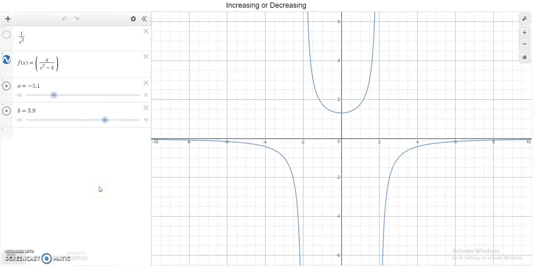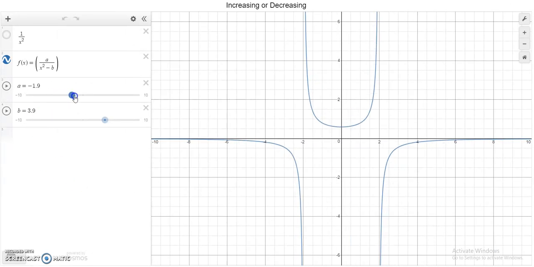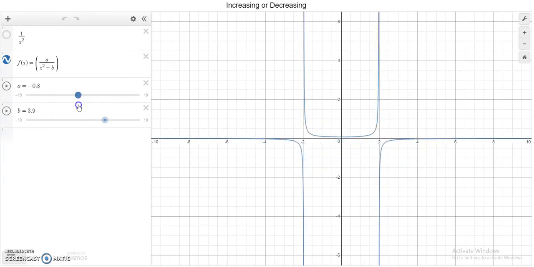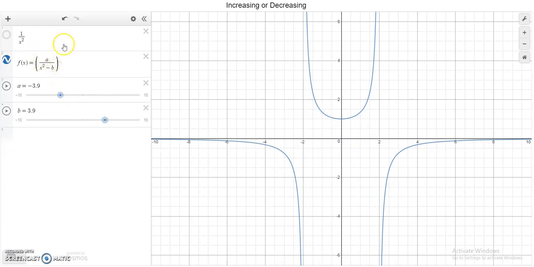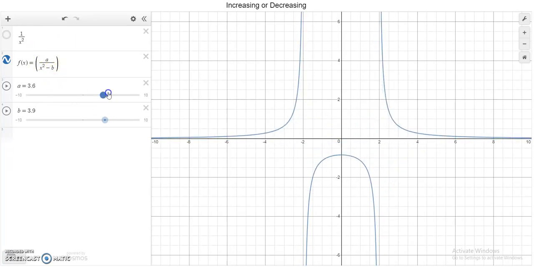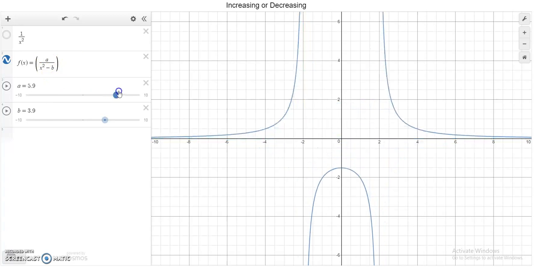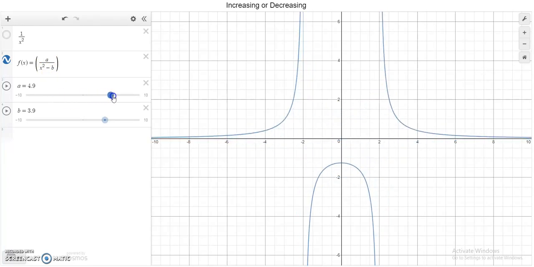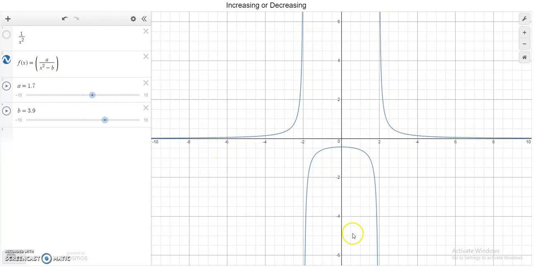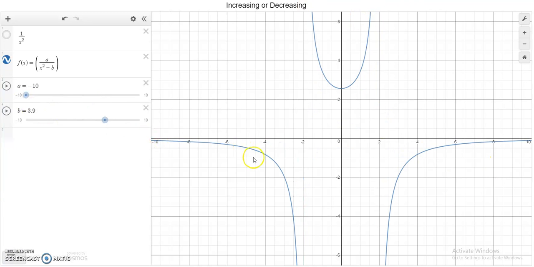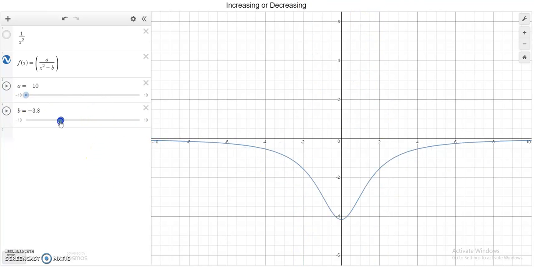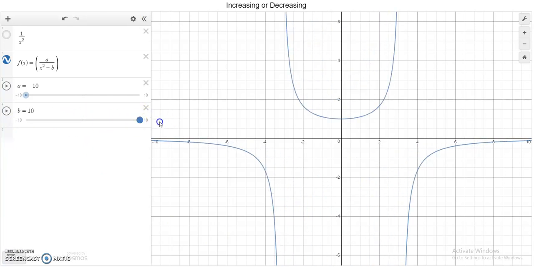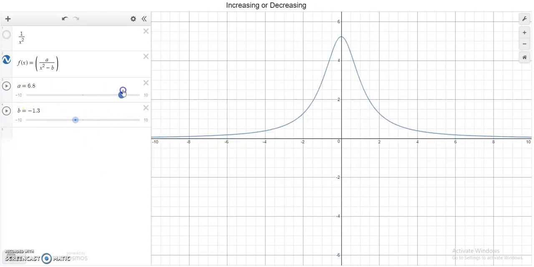So now increasing and decreasing functions. If we change A, let's just look at A. Once again, it changes direction because we always have that numerator. We always need to look at the numerator, negative or positive, to see how our function is increasing or decreasing. When it's positive, it always goes from increasing to decreasing. And once it goes negative, it goes from decreasing to increasing. So our B value never really changes the increasing and decreasing aspect, but our A always will.